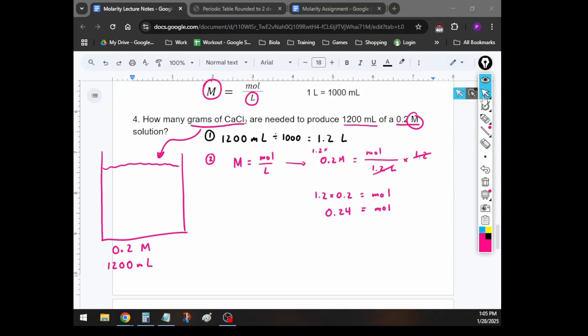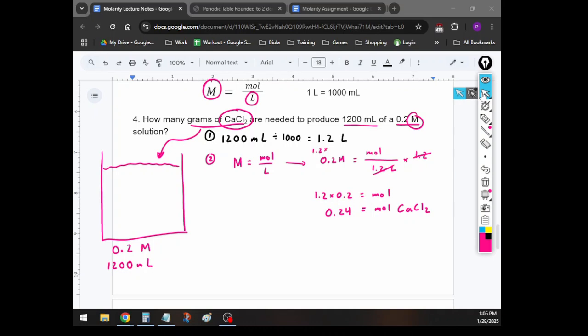Okay, so we got 0.24 moles, and let's label the moles now. What's the chemical that we're looking at in this problem? Yeah, it tells you right here, CaCl2. So we're going to write down its moles of CaCl2. So we're almost done. We got one step left. For step 2, we just found moles of CaCl2, right?